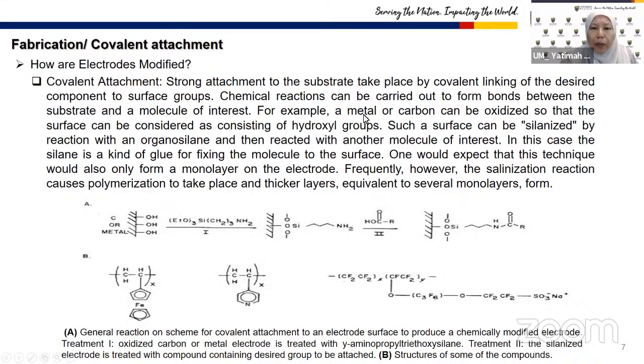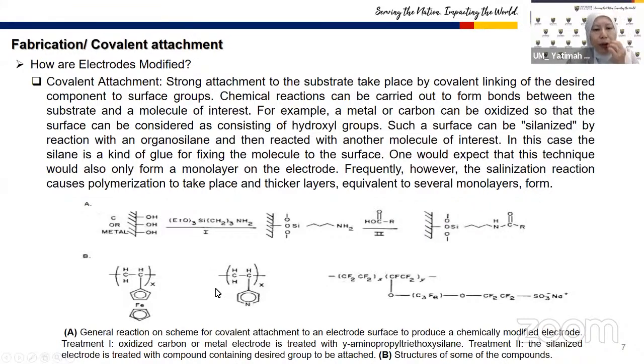For example, down here, a metal or carbon can be oxidized so that the surface can be considered as consisting of hydroxyl groups. Such a surface can be silanized by reaction with an organosilane and then reacted with another molecule of interest. So in this case, the silane is a kind of glue for fixing the molecule to the surface. One would expect that this technique would only form a monolayer on the electrode. However, the silanization reaction causes polymerization to take place, and thicker layers equivalent to several monolayers form.